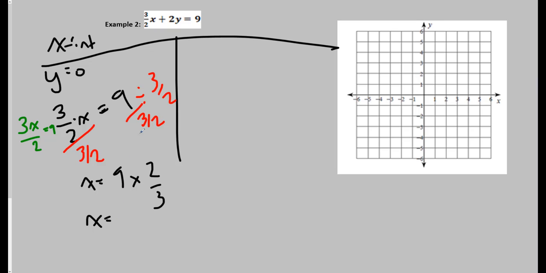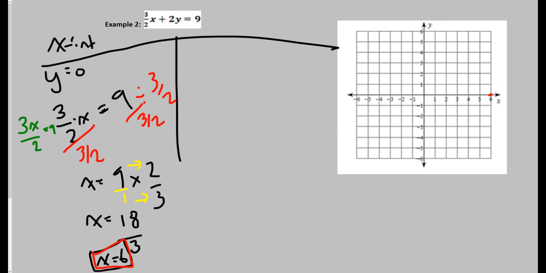So if I remember my fraction dance, I do the straight across for multiplication. So 9 times 2 is 18. 1 times 3, because all whole numbers have a denominator of 1. So it's 18/3. And that reduces to x equals 6. So my x-intercept is going to be at 6 here.